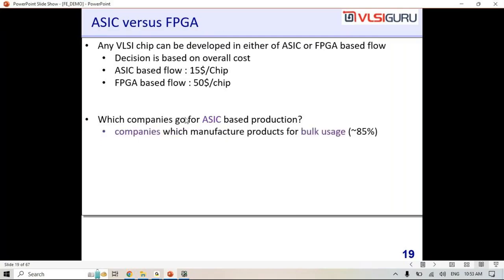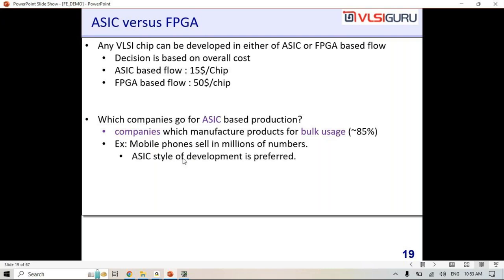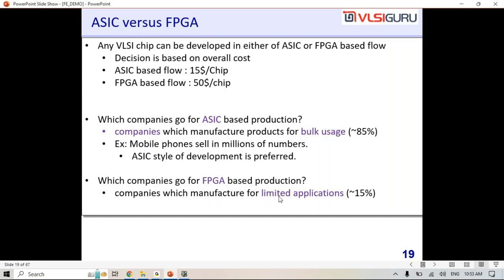Which companies go for ASIC based production? Companies which manufacture products for bulk usage. Example, mobile phones sell in millions, right? Millions of numbers. The ASIC style of development is preferred. Which companies go for FPGA production? Companies which manufacture for limited applications. Example, hardware used in flights.